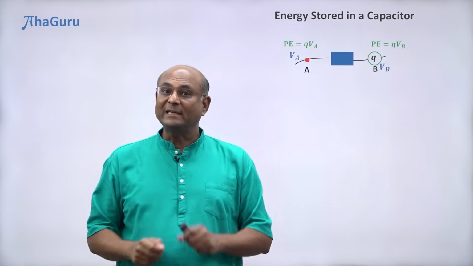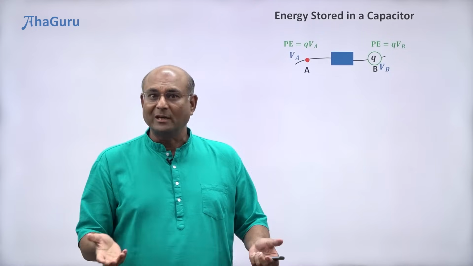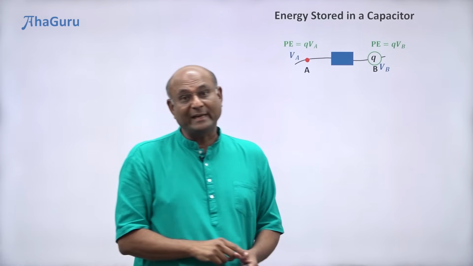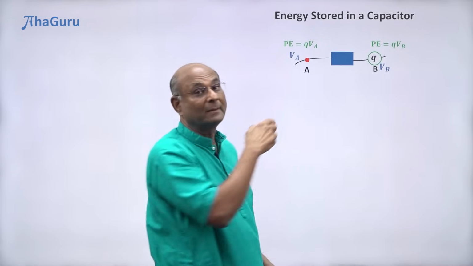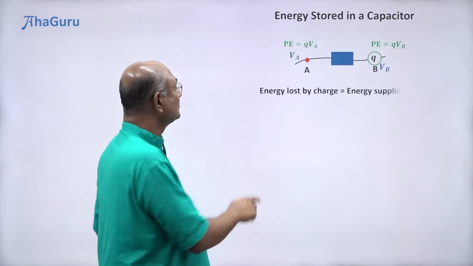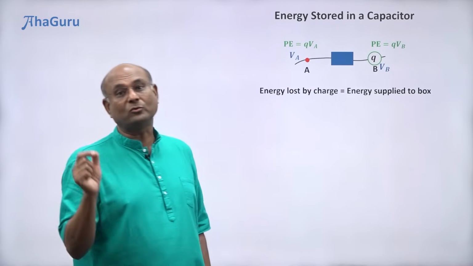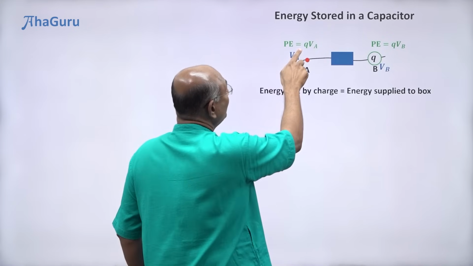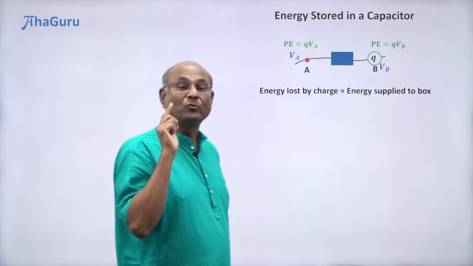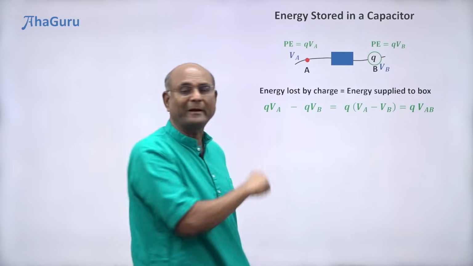But you know that the energy conservation principle tells us that energy is not really lost. So if the charge is losing energy, something else must gain energy. That means the box is getting that energy. So the energy lost by the charge is equal to the energy supplied to the box. So how much energy is supplied to the box? QVA minus QVB. That is the energy lost by the charge. That is the energy supplied to the box.